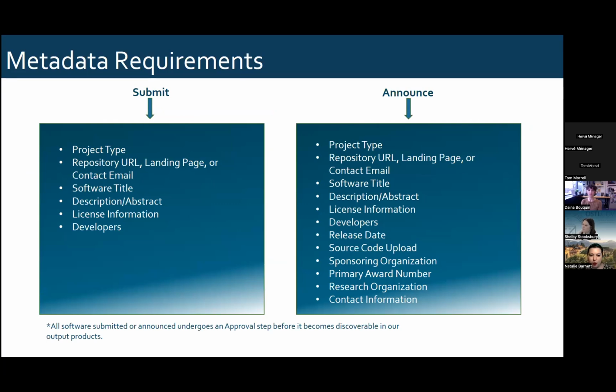So these are just some of the metadata requirements for each one of the paths. The first submission path, it's very minimal metadata is required, and then the announcement path here on the right. And then all software that is submitted or announced actually does undergo an approval step before it becomes discoverable in our output products. And right now with our latest deployment, a landing page URL or contact email is required for closed source software. The URL should provide additional information on how to obtain access to the code.